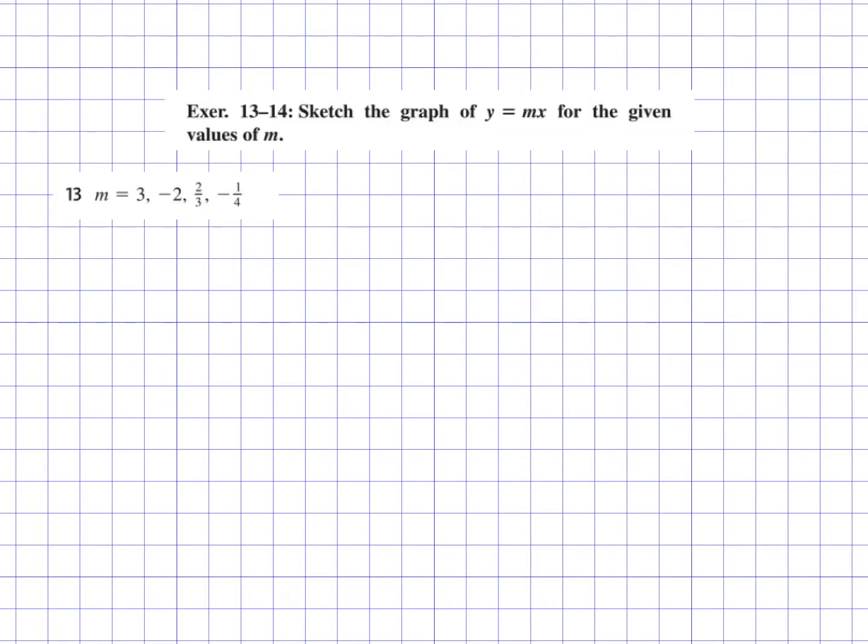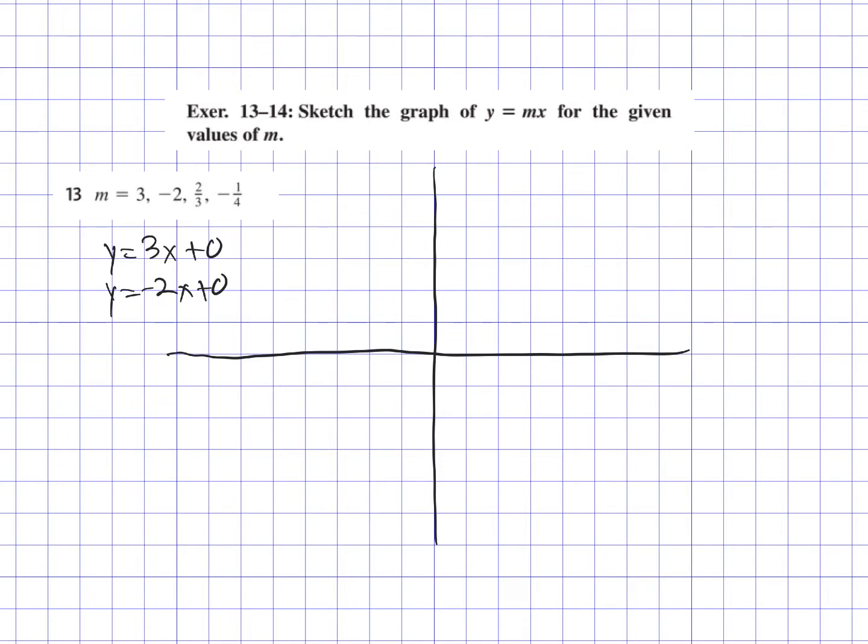Okay, number 13. Let's start with graphing these first ones here. So first one's going to be y equals 3x plus 0, then y equals negative 2x plus 0. So these are all starting at 0. So we'll start with the black one, then we go up 3 and over 1, or down 3 and over 1. You can just do a bunch of points, and you should do that.